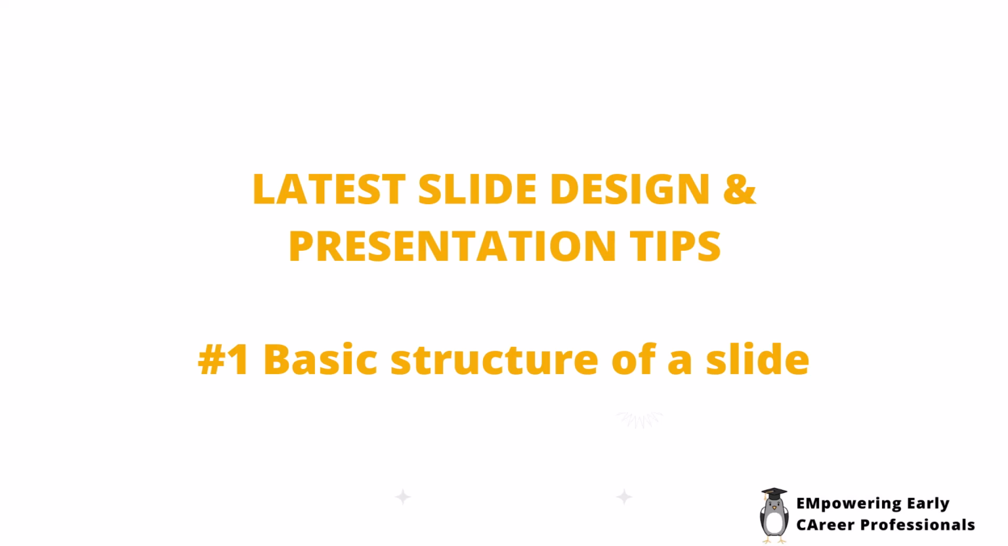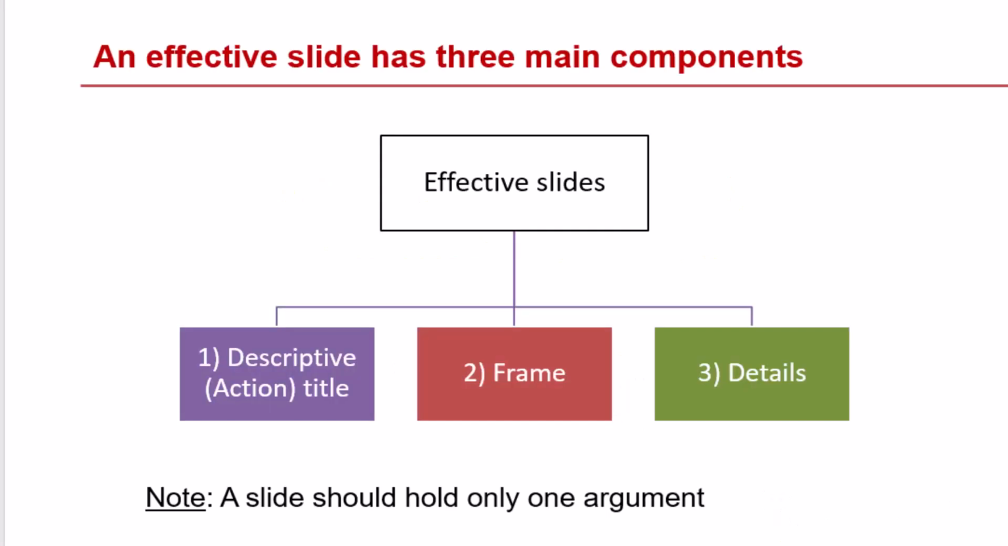structure of a slide. Every slide is supposed to hold only one argument, and this one argument can be communicated in three main components, which makes up a slide, the basic structure of a slide. The first is the descriptive or the action title. The second is the frame, and then the third is the details. Let's look at each of these individually.